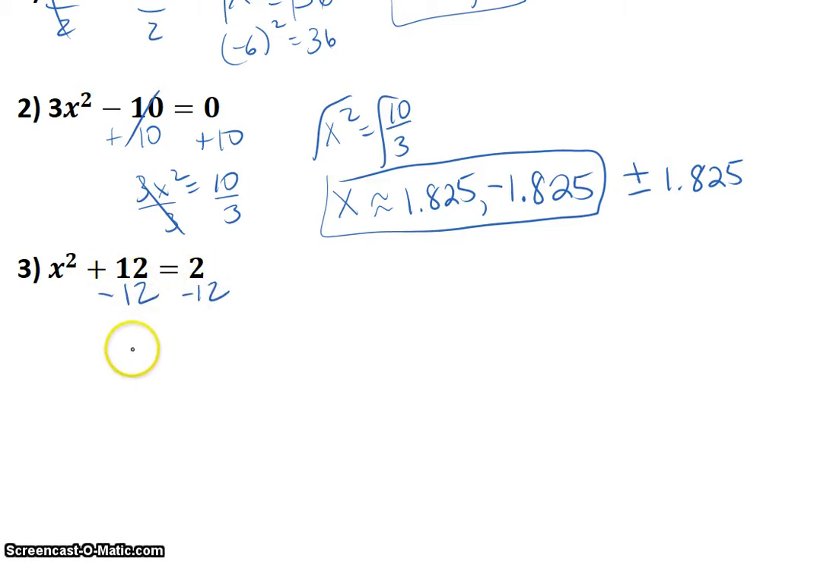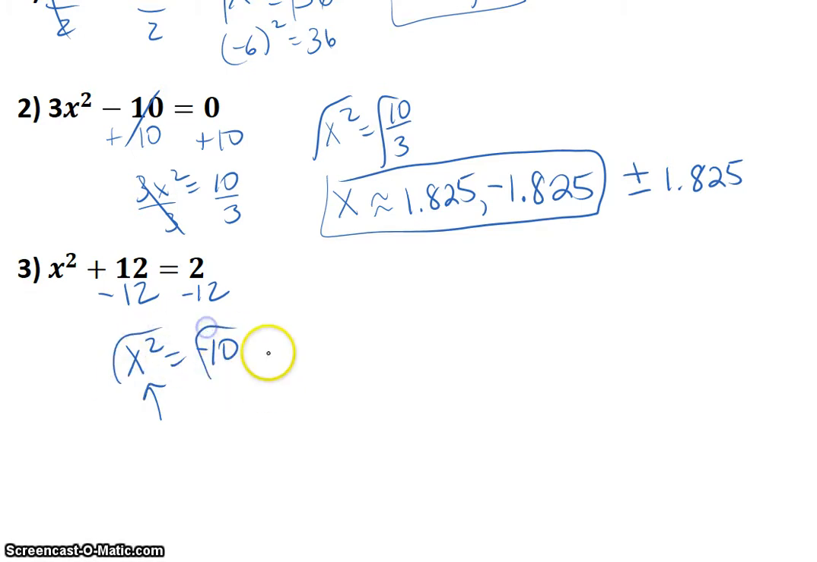On this third example, if you subtract 12, you get -10. Ask yourself, what times itself gives us a -10? What times itself gives you a negative number at all? There is no such number. There's no number we could possibly plug in for x.